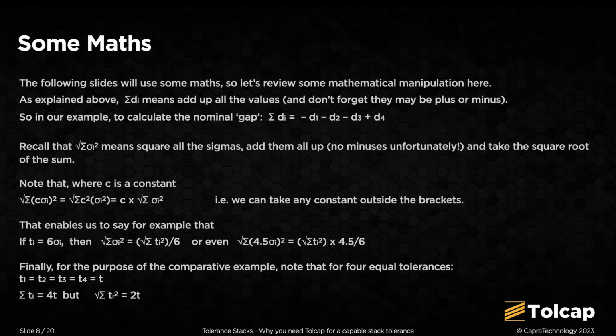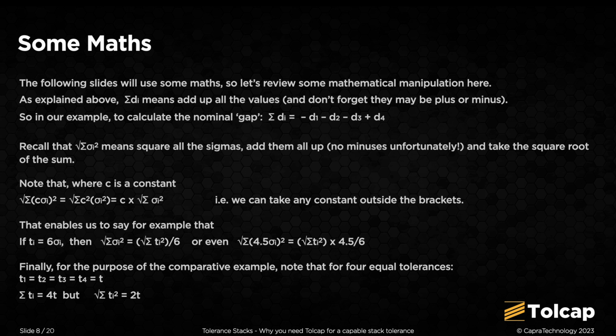As explained above, sigma di means add up all the values, and don't forget there may be plus or minus. So in our example, we were looking at dimensions, and to calculate the nominal gap in our stack, sigma di equals minus d1 minus d2 minus d3 plus d4. Remember that root uppercase sigma i squared means square all the standard deviation sigmas, add them all up, and take the square root of the sum.